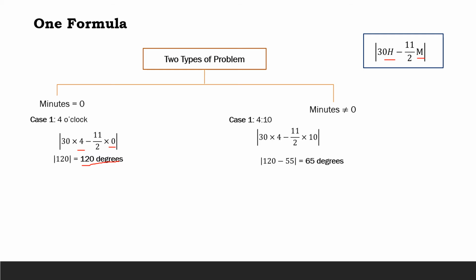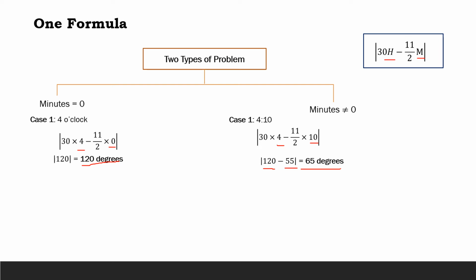Say for example you have to calculate the angle between the hour hand and the minute hand at 4:10. We follow the formula we have just seen. We put 4 at the place of h and 10 at the place of m, and then solve this, and you'll get 120 minus 55, which is 65 degrees as your answer. It is very easy, you just substitute the values in the formula and get the answer. It will hardly take you more than 10 seconds.